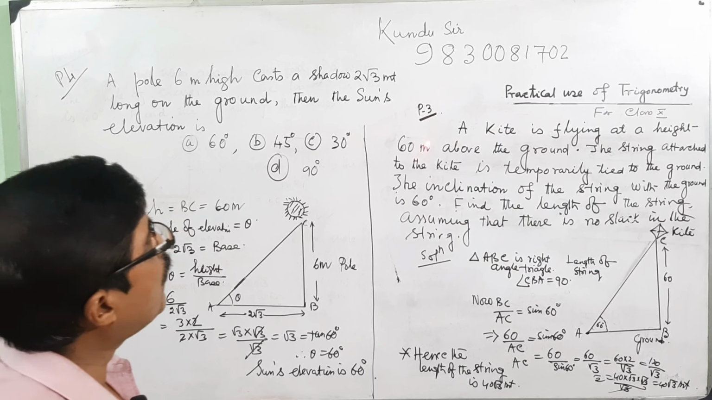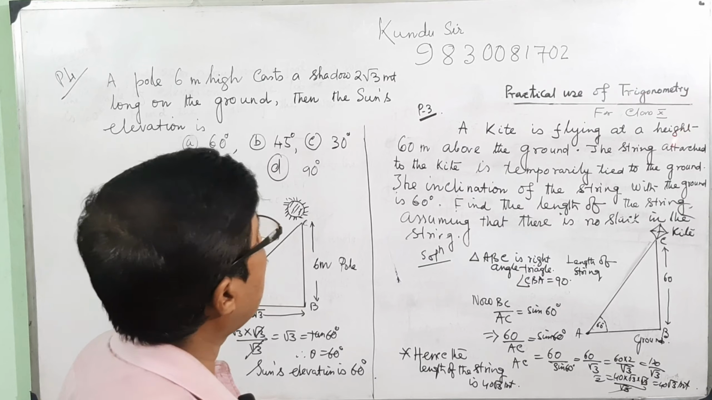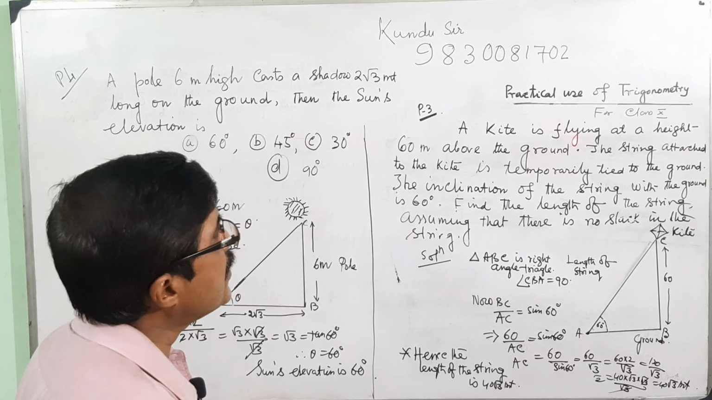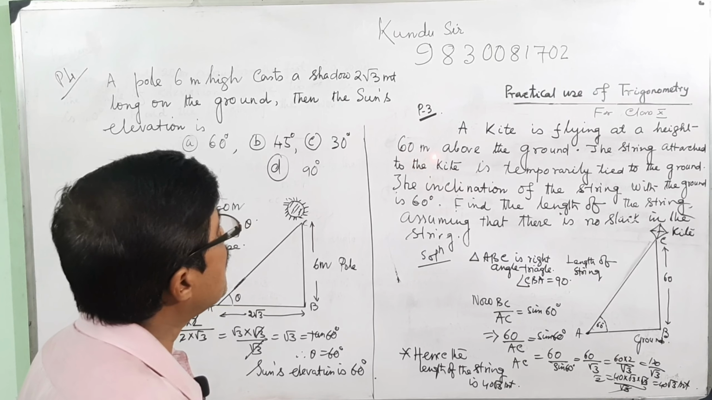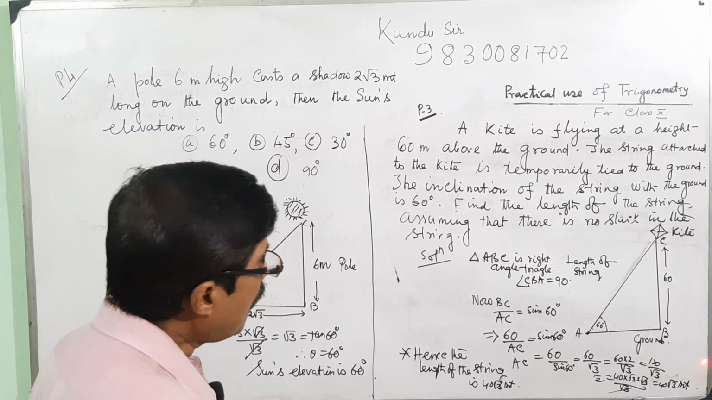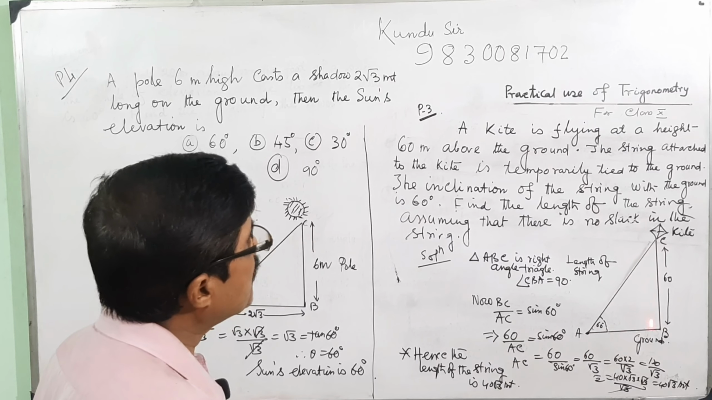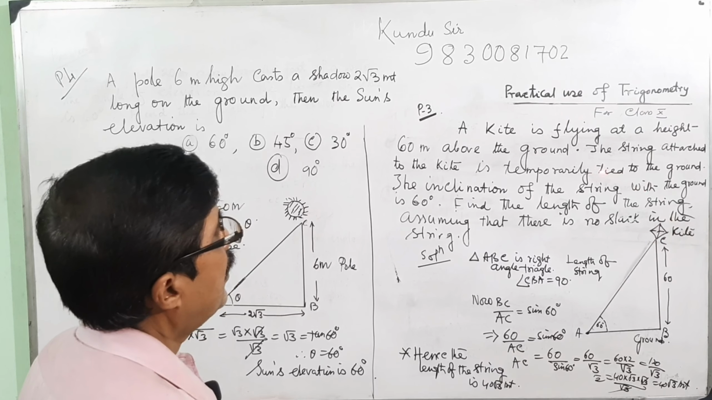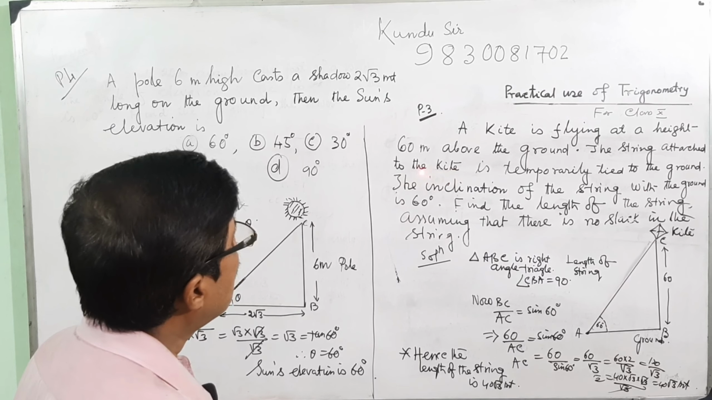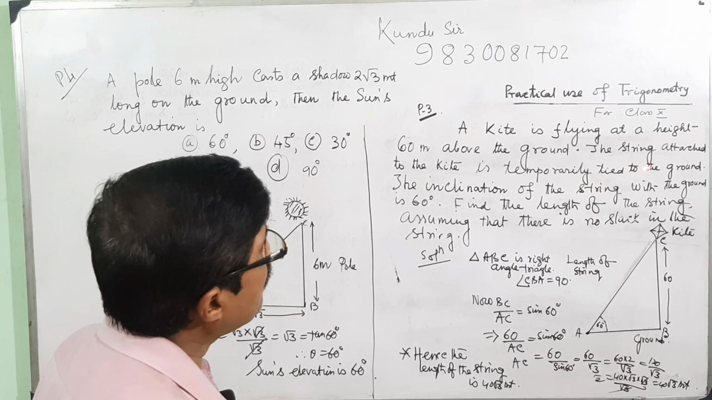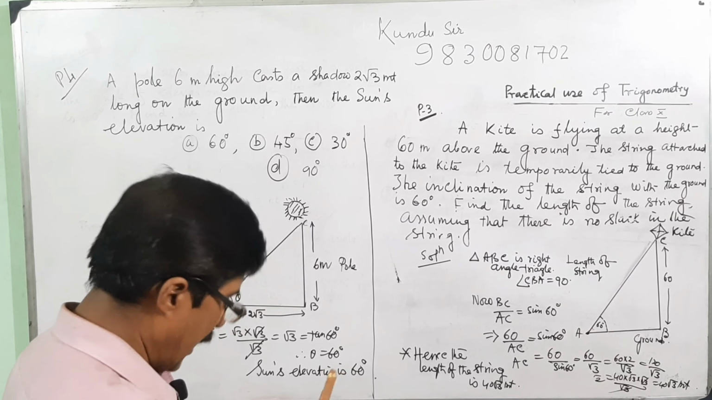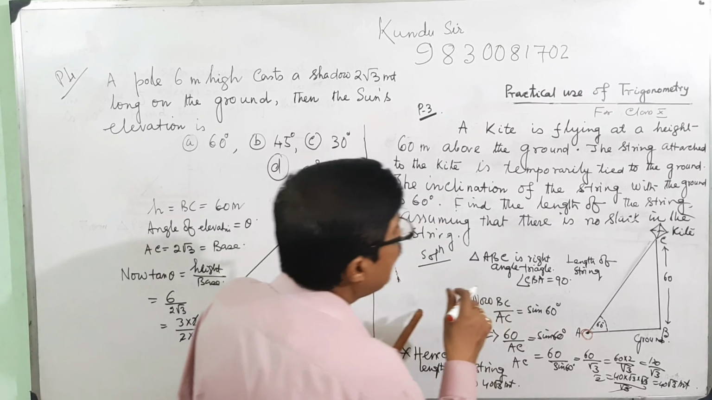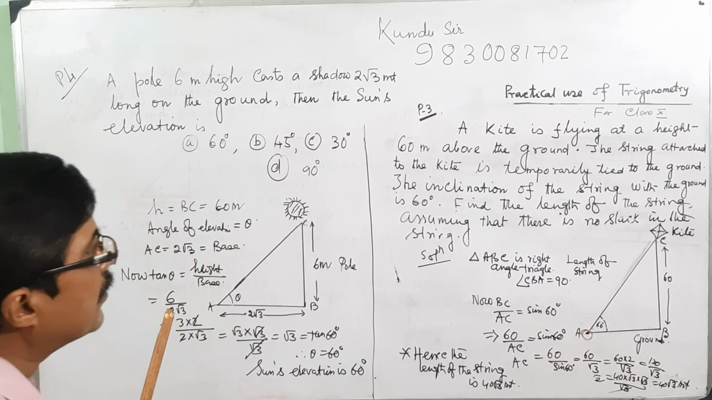Now we are on problem number 3, a practical use of trigonometry. First of all I am going through the problem. A kite is flying at a height of 60 meter above the ground, 60 meter above the horizontal line. The string attached to the kite is temporarily tied to the ground. That means it is attached here tightly, with no chance of bending.